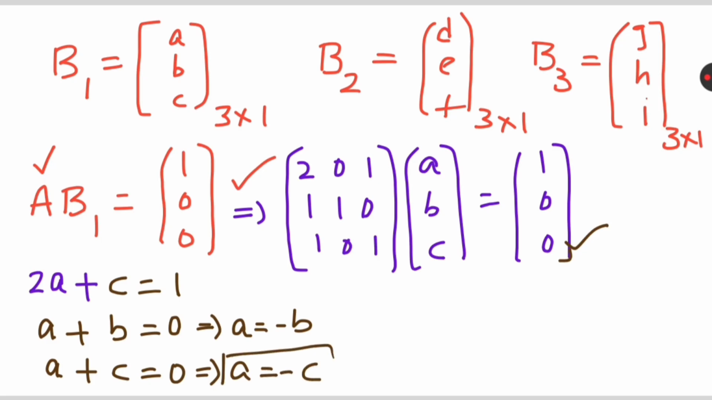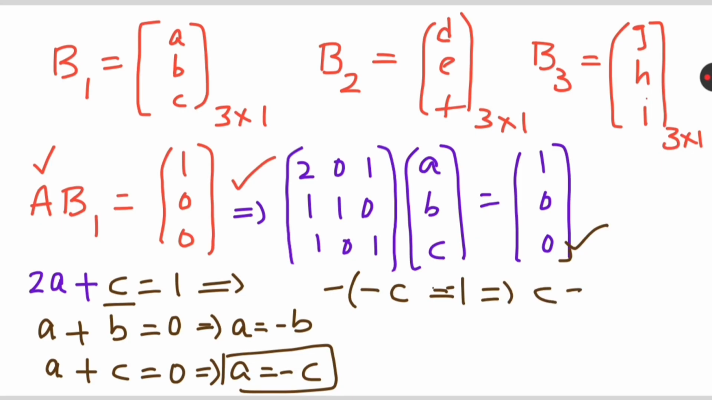So A equals minus C. Substitute in the first equation: 2 times A is nothing but minus 2C, then we have plus C, that is equal to 1. Minus 2C plus C gives only minus C. So if you multiply both sides by minus, we get C equals minus 1.